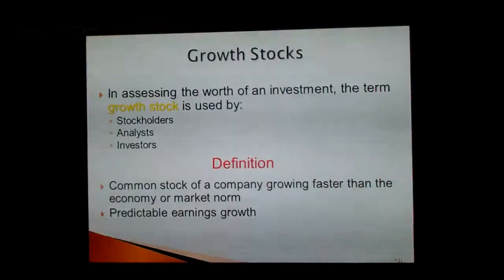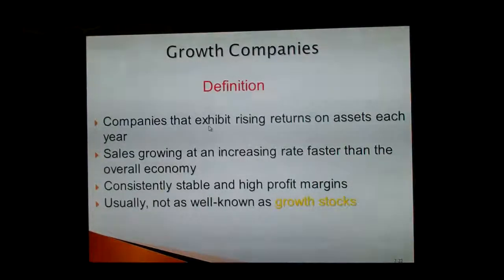Okay. Common stock of a company growing faster than the economy or the market norm. Predictable earnings growth. Stable. Another key: companies that exhibit rising returns on assets each year. Sales growing at an increasing rate faster than the economy. Consistently stable with high profits. And usually not as well known as growth stocks, right? Because people don't care about a growth company. They care about a growth stock.